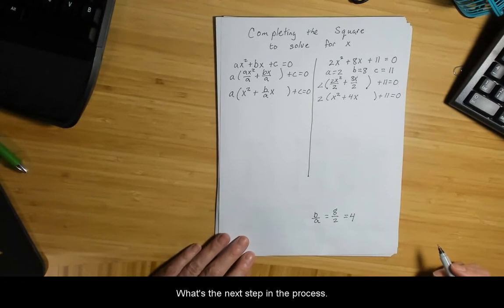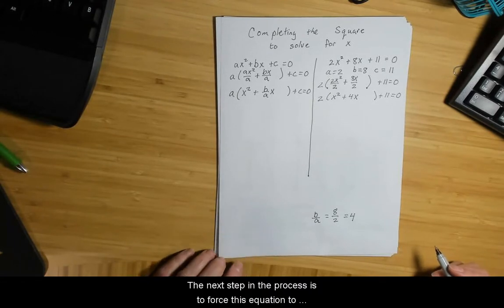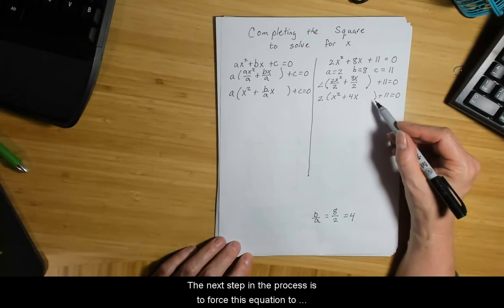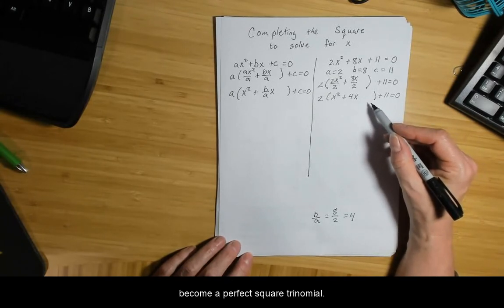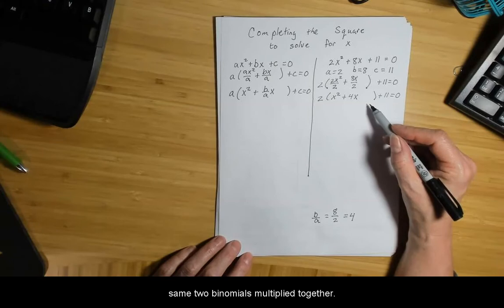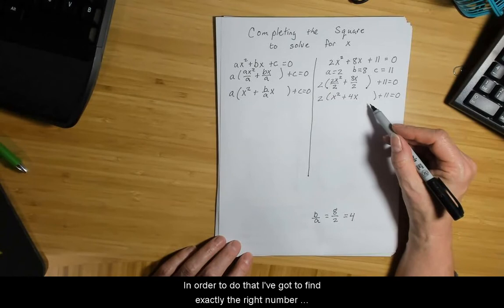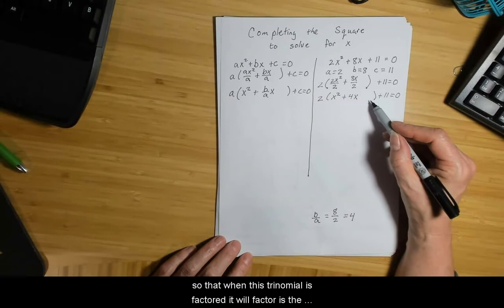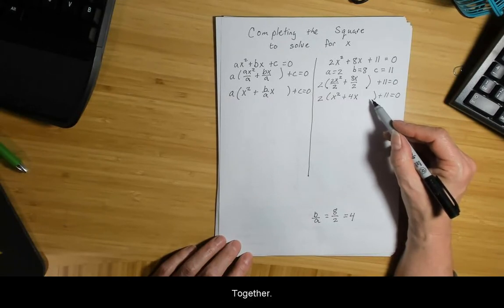What's the next step in the process? The next step in the process is to force this equation to become a perfect square trinomial, even though it is not originally a perfect square trinomial. A perfect square trinomial, when factored, will be the same two binomials multiplied together. In order to do that, I've got to find exactly the right number so that when this trinomial is factored, it will factor as the same two binomials multiplied together.